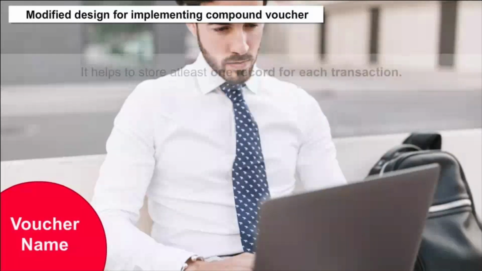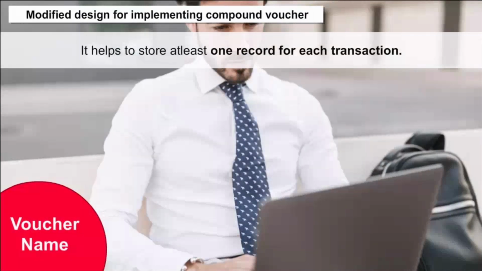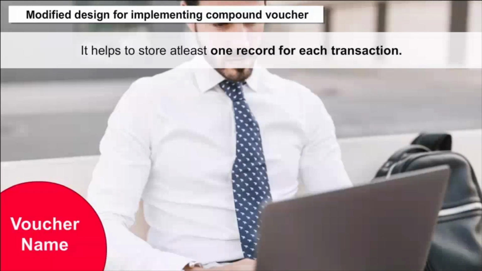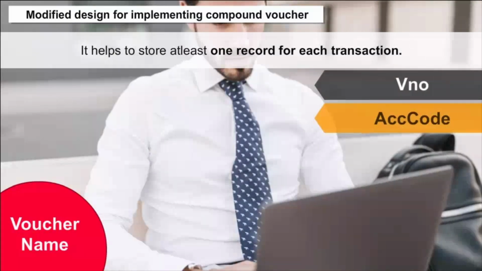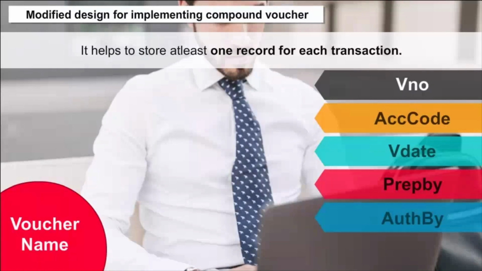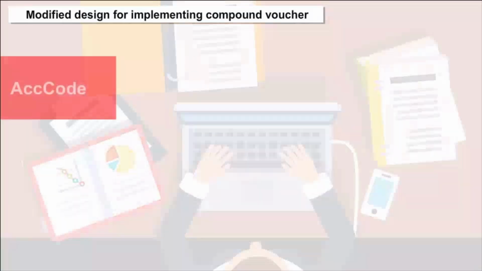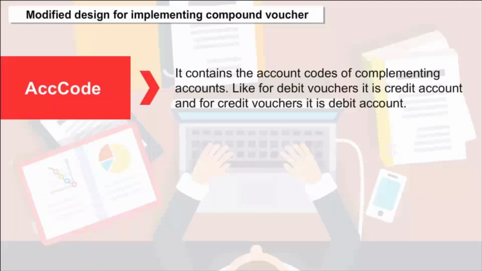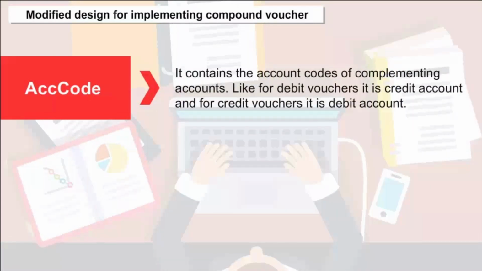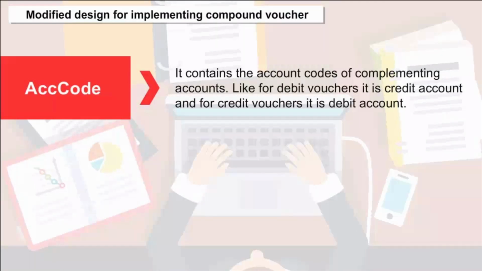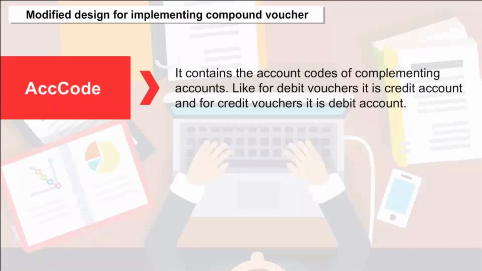Voucher name. It helps to store at least one record for each transaction. It consists of V number, ACC code, V date, prep by, authorized by, and type. ACC code. It contains the account codes for complementing accounts, like for debit vouchers, it is the credit account, and for credit vouchers, it is the debit account.